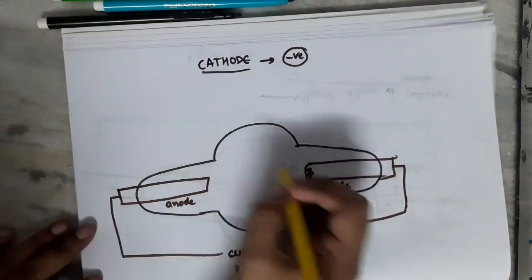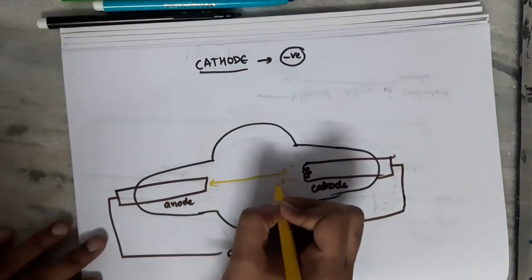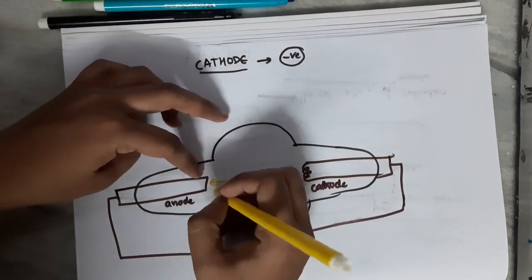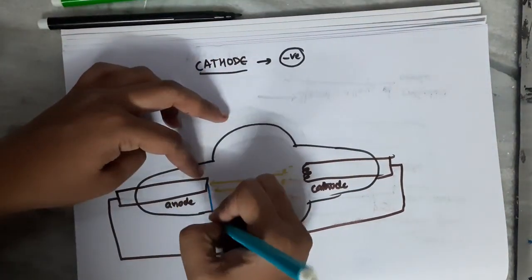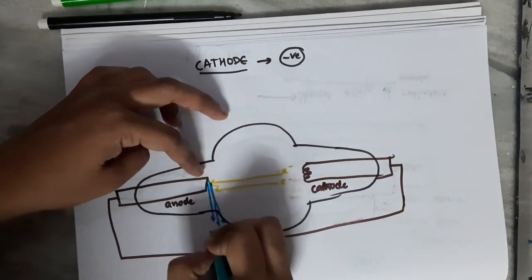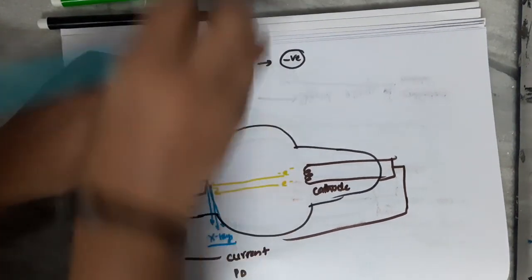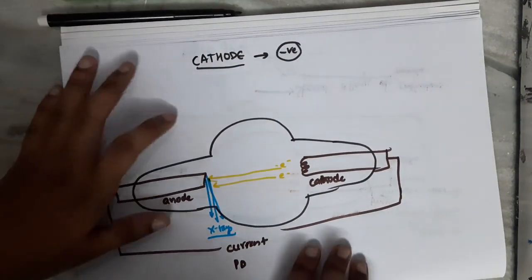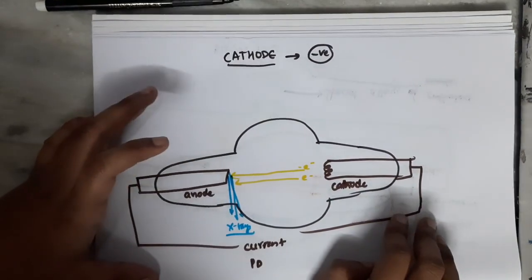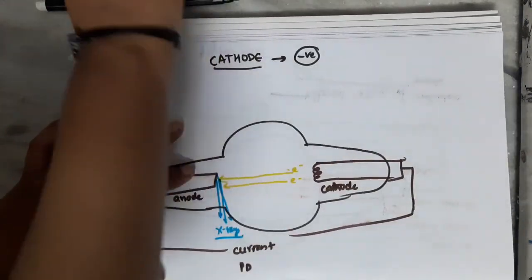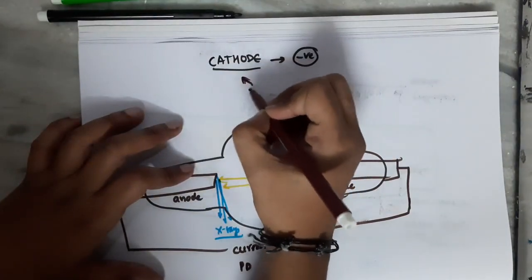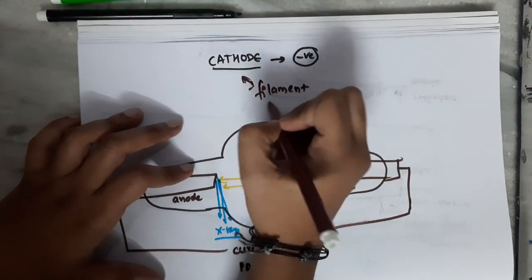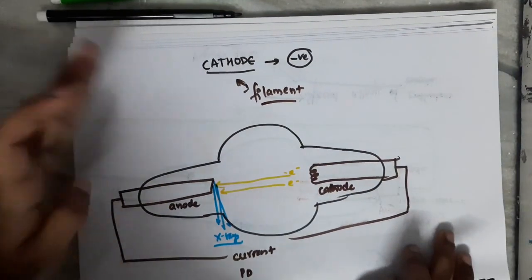These electrons, once they have a certain amount of acceleration, will hit the anode, and once they hit the anode, the actual X-rays are emitted. So this is the normal principle of an X-ray tube. The cathode is sometimes also referred to as the filament. Cathode and filament are used interchangeably.